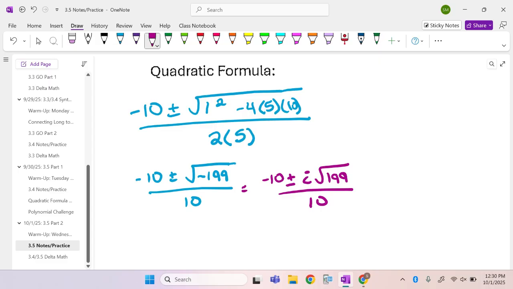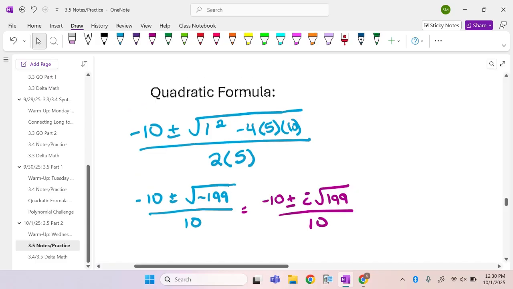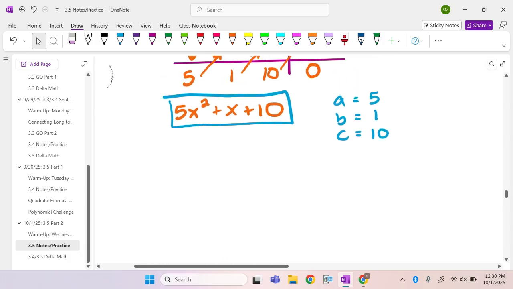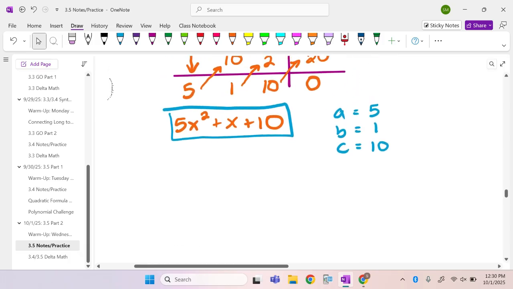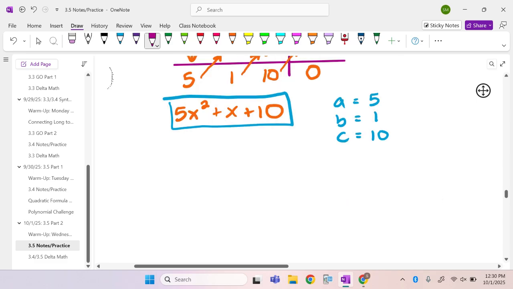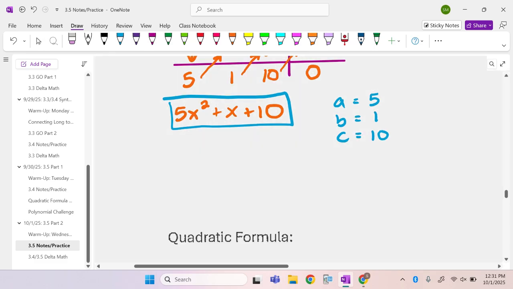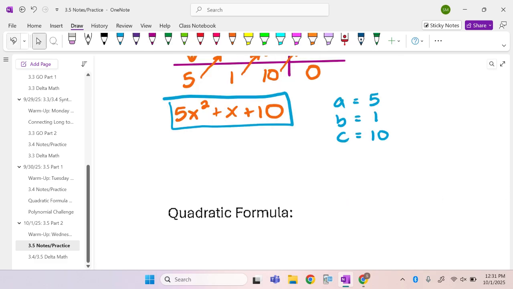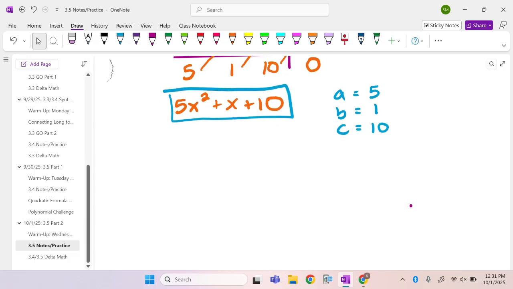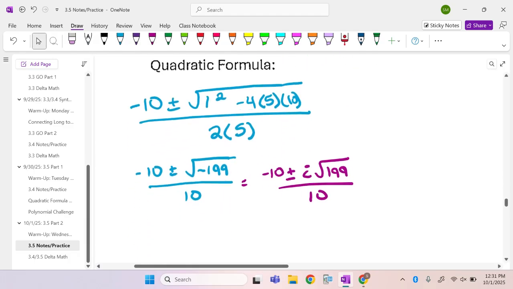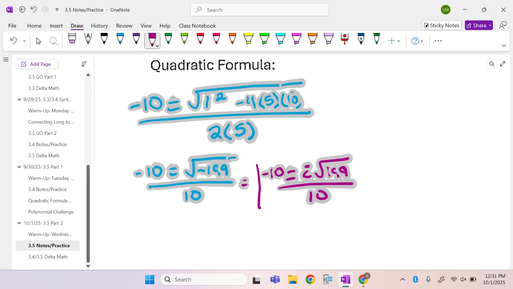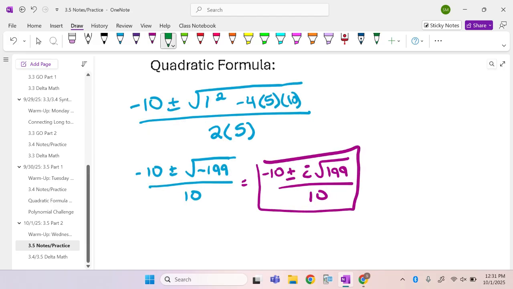C would be 1, not 10. In the square root, if I do negative 4, not 5 times 1. No, it's times 10. A's 5, B's 1, C's 10. I screwed up. I wrote the wrong thing. So you're good. All right. So 199 is actually prime, so we can't simplify it any further. So this is our 2 imaginary roots.